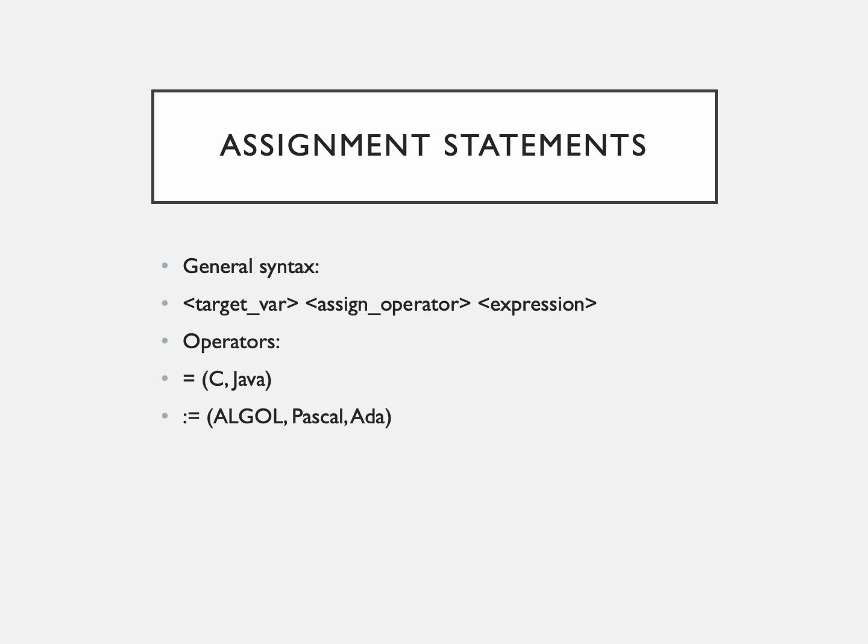Now the expression is evaluated first and its result is stored in the target variable. The assignment operator defines how that value is stored, usually as a direct replacement. Now, the equal sign is the assignment operator in C, Java, and most modern languages. This is the most commonly used operator for assignment, the equal sign.